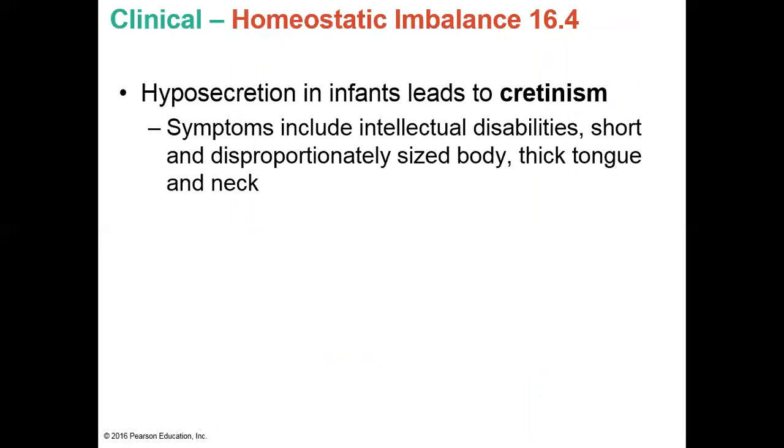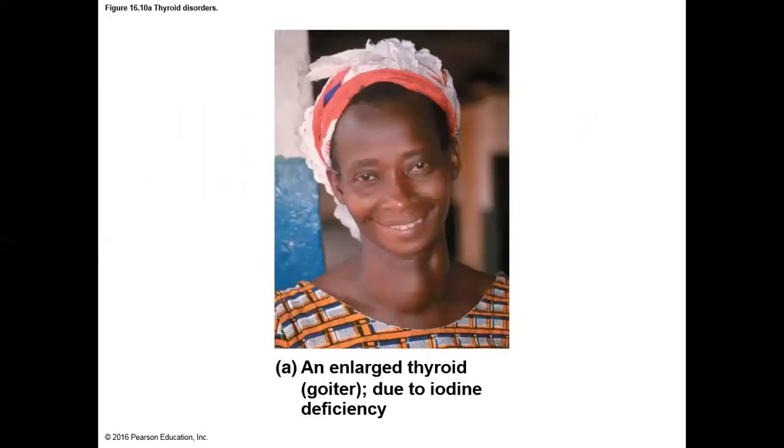Hyposecretion of the thyroid hormone can lead to cretinism, and this is bad. This could lead to really bad mental retardation, so intellectual disabilities, short and disproportionate body size, a very thick tongue or a thick neck. So hyposecretion, of course, is problematic as well. So we closely regulate thyroid hormone through negative feedback mechanisms. And then, like I said, there she is with a goiter.